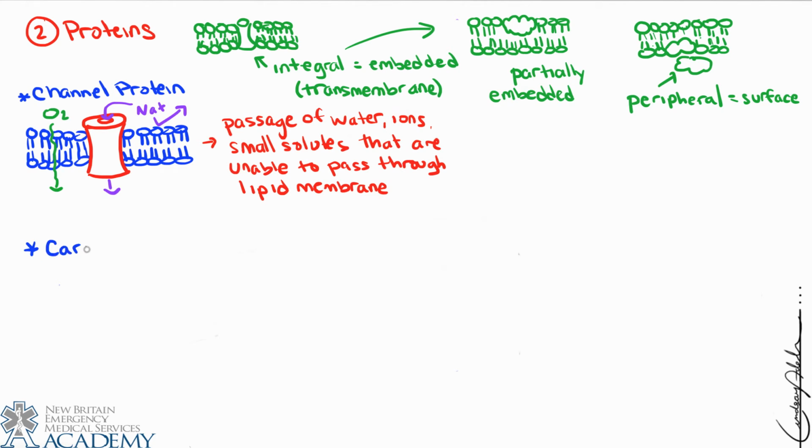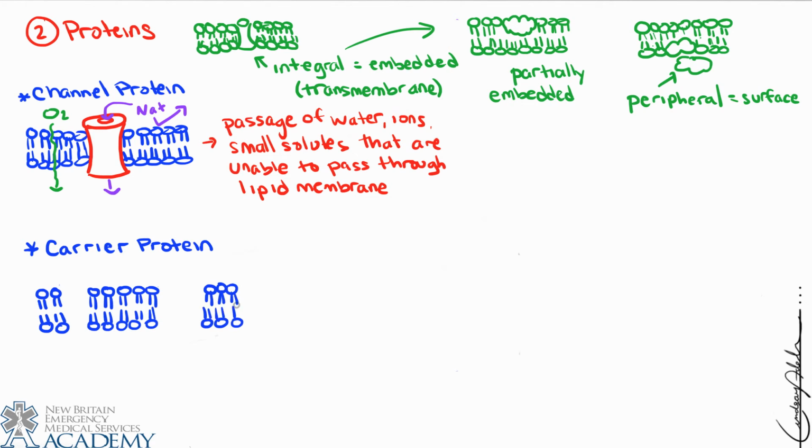Next, we have the carrier protein. Let's consider a molecule such as glucose. Glucose is a little bit too big to fit through a channel protein. It's not going to work. If it tries to move through the channel protein, it's just going to bounce off. But we do want to move glucose into the cells. So we're going to use a different kind of protein called a carrier protein in order to do that.